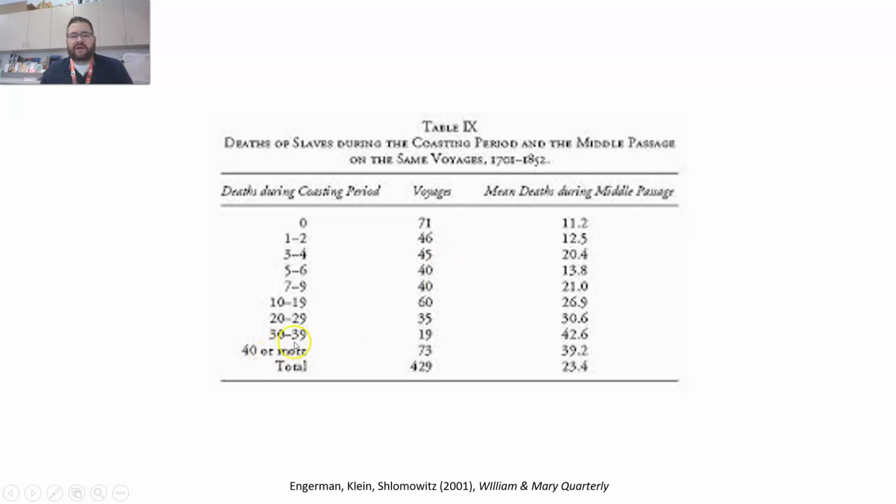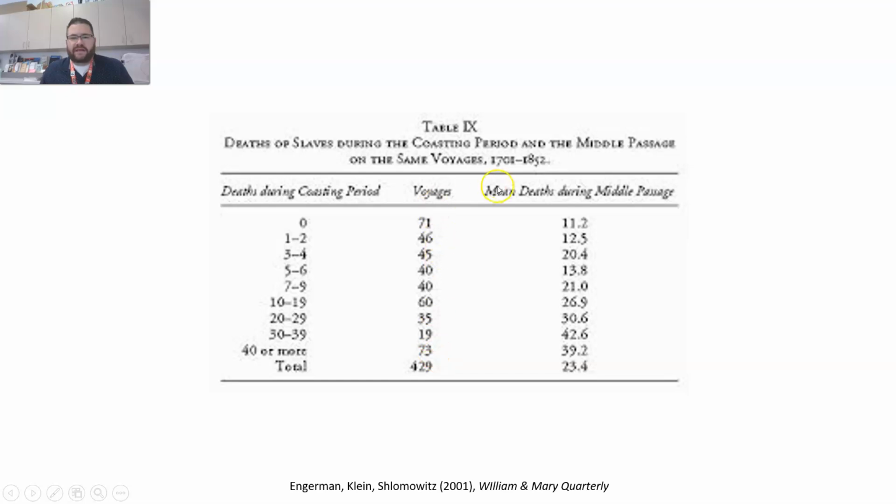However, we can look down here that there were 73 slave ship voyages where 40 or more kidnapped and captured African individuals would die while the slave ship is in the coasting period, in addition to 39 on average of these individuals who would die during the sea voyage from Africa to the Americas. This is an incredibly sad and negative amount of death.